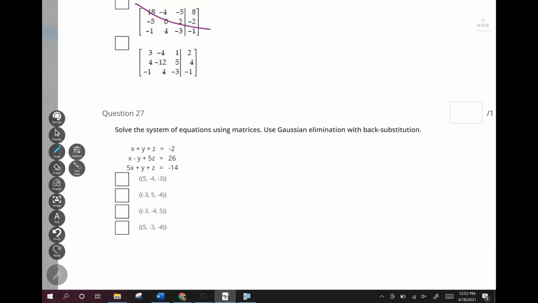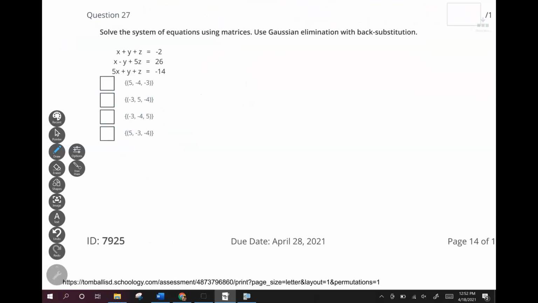All right. Solve the system using matrices. Use Gaussian elimination with back substitution. So you want to first set up a matrix here: 1, 1, 1, -2; 1, -1, 5, 26; 5, 1, 1, -14. And then we are going to use our row operations to get this in row echelon form.